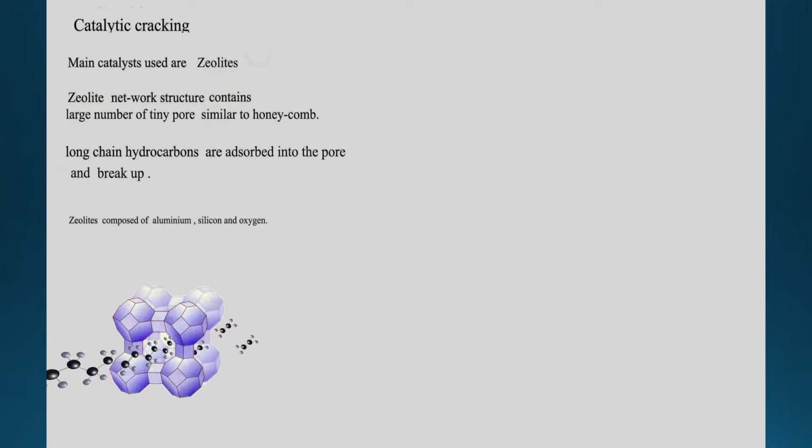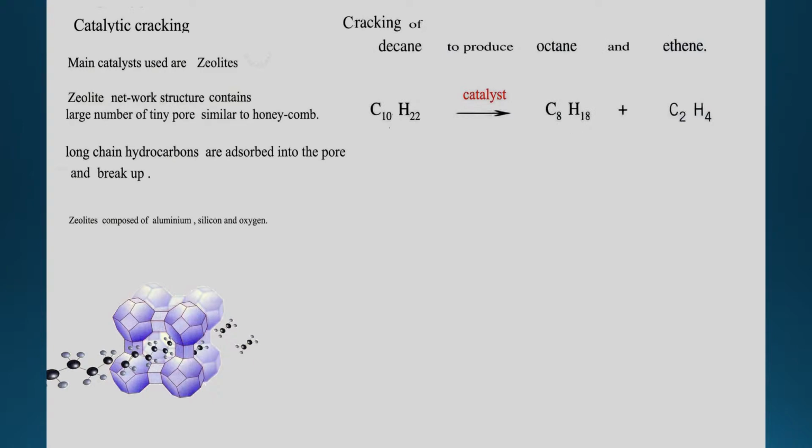Now let's focus on the molecular formula. For example, cracking of decane to produce octane and ethene. Look at the formula: C10H22 gives octane, C8H18, and ethene, C2H4. What does that mean? Now, student, I hope this reminds you.